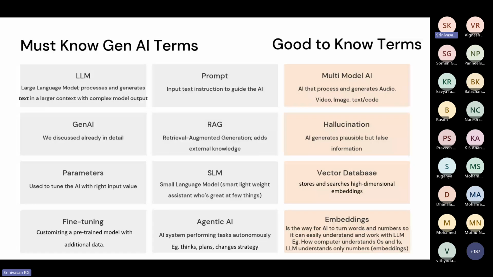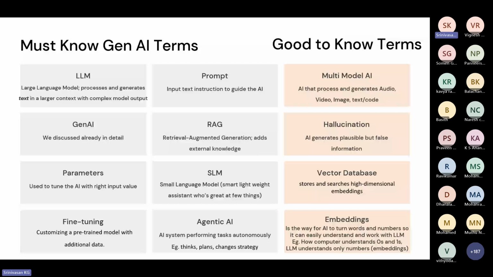Okay, and again, the parameters. You might hear about LLM models, ChatGPT or Gemini models, with billions of parameters, like 7 billion parameters or 20 billion parameters. So what are these parameters all about? A parameter is used to tune the AI with the right input value. It is very simple actually. It is going to understand whatever data we have given, understand the relationship between this data, and then create it as a parameter.